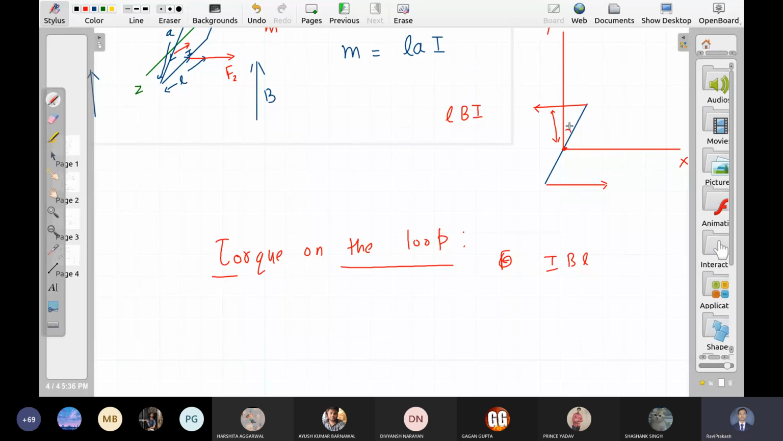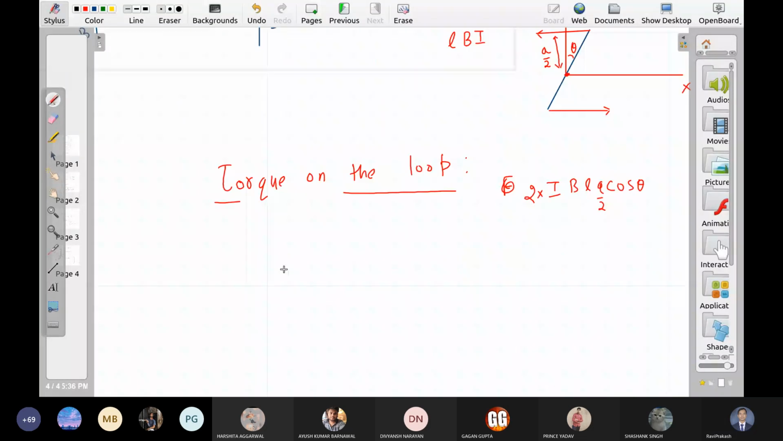This angle is theta, so this is cos theta. This is A by 2. So A by 2 cos theta. This is the torque generated by this force. A similar torque will be generated by the other force. So total torque is twice of this. Torque is equal to I B L A cos theta.